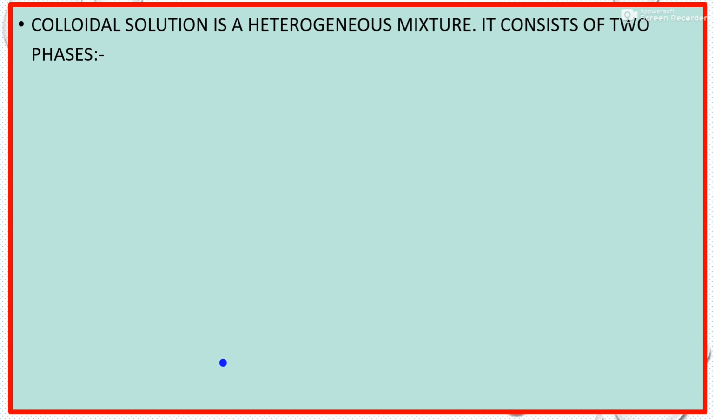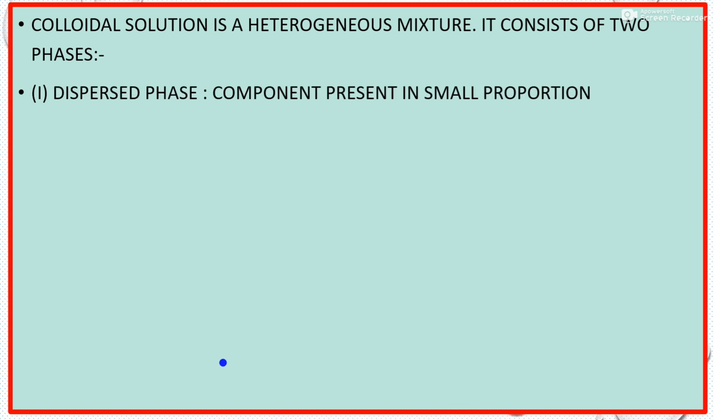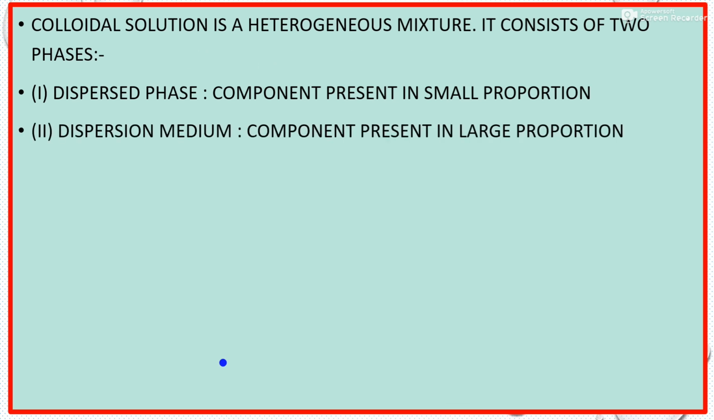Now, colloidal solution is a heterogeneous mixture. It consists of two phases. First is the dispersed phase, the component present in small proportion, and the dispersion medium, the component present in large proportion. As you know, in a solution there were two components, solute and solvent. The component in larger amount was called solvent, and the one in lesser amount was called solute. Like that, in a colloidal solution there are also two phases. First is the dispersed phase, present in small proportion, and second is the dispersion medium, present in large proportion.